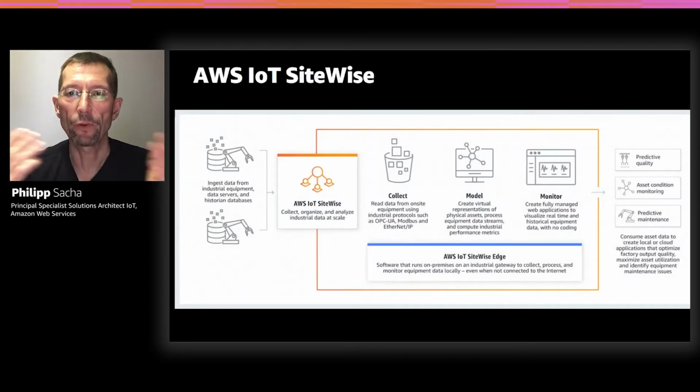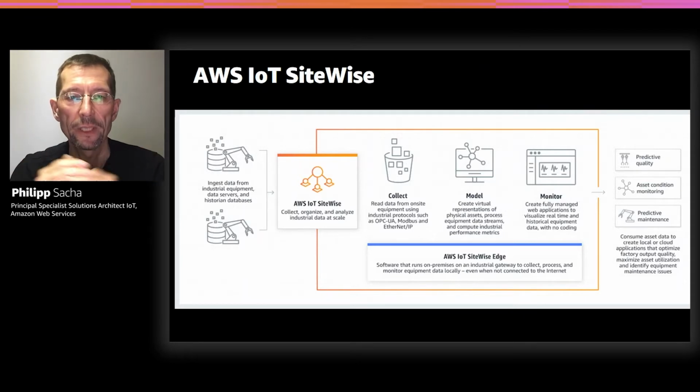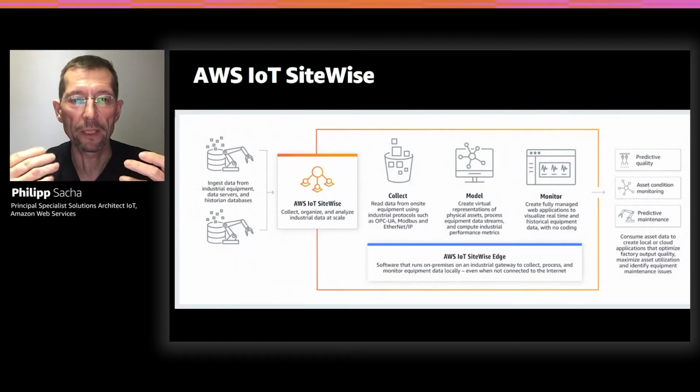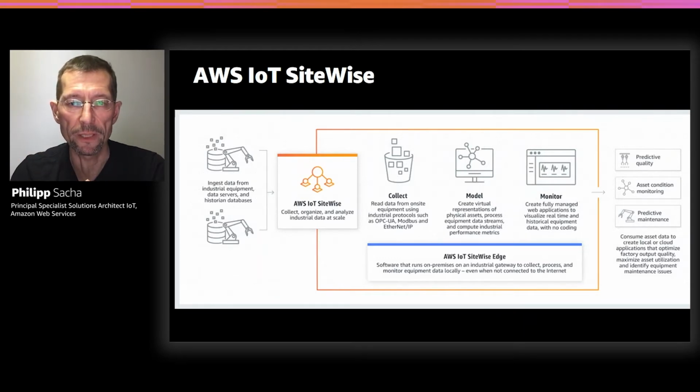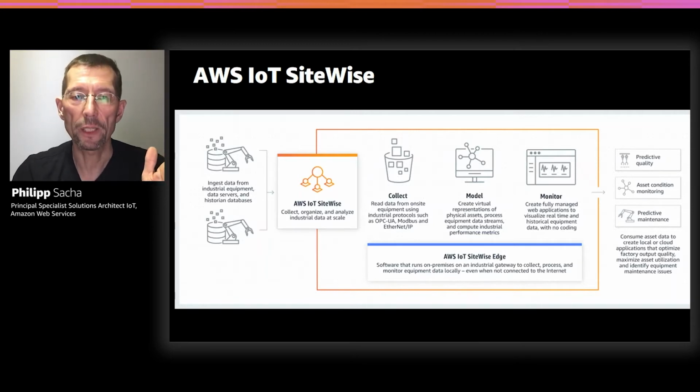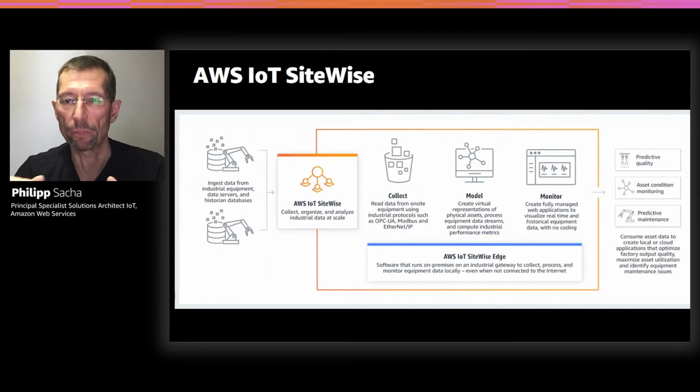So first of all, let's take a look at AWS IoT SiteWise in general. AWS IoT SiteWise is a fully managed service and it has several components. It has a gateway to collect data from industrial protocols like OPC UA, Modbus TCP, or Ethernet IP. Then you can create models to model your physical assets, your processes, or your facilities. And with SiteWise Monitor, you can create fully managed web applications to visualize and analyze your equipment.